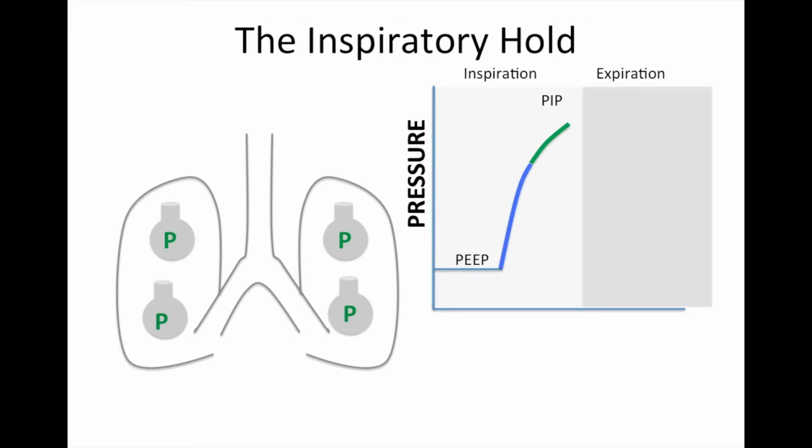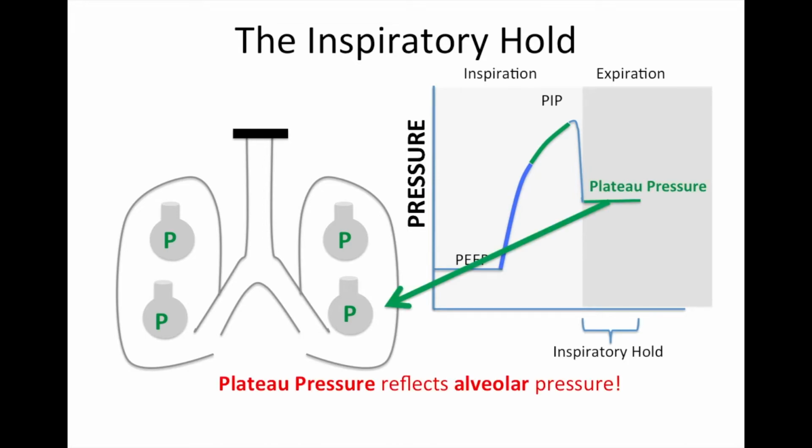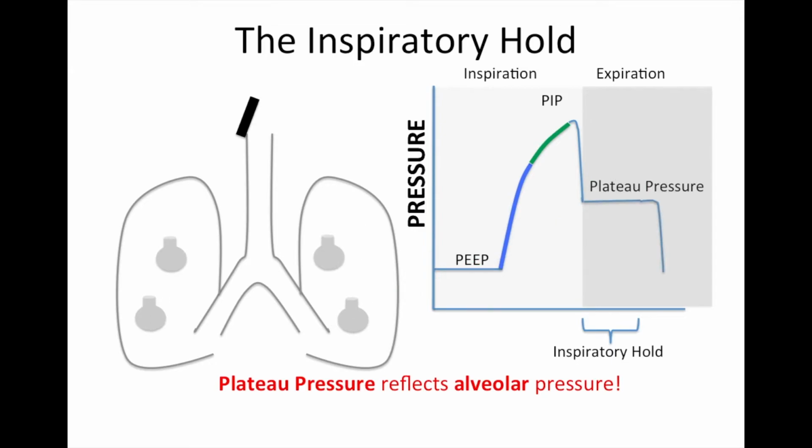Now, at the end of inspiration, a valve closes and air can't exit or enter. Pressure goes down because we aren't pushing new air through the airways, and instead the pressure is concentrated in the alveoli and we get a plateau pressure, and this plateau pressure reflects alveolar pressure. The valve is then opened and pressure returns to PEEP. We will now look at two cases.